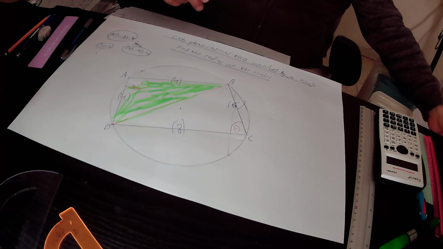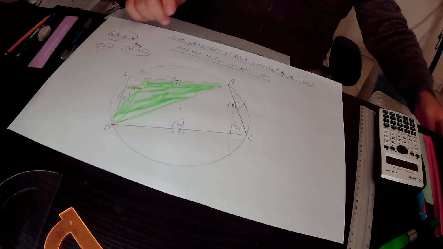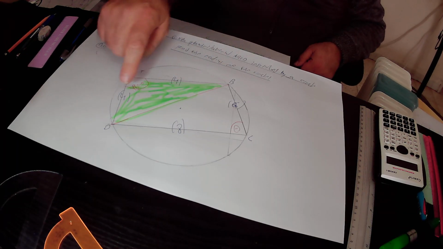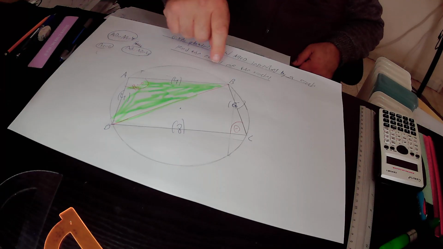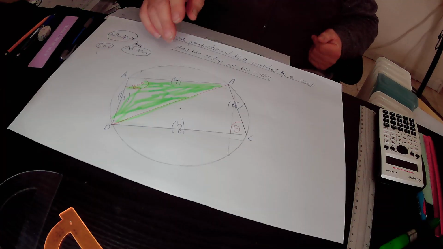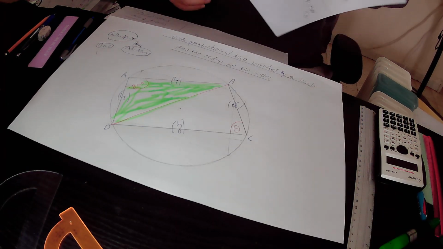So, implement the law of cosines in this triangle, big triangle ABD. According to the law of cosines, in this triangle ABD, the following equation is true: BD squared equals AB squared plus AD squared minus 2 times AB times AD times cosine of (180° minus theta).